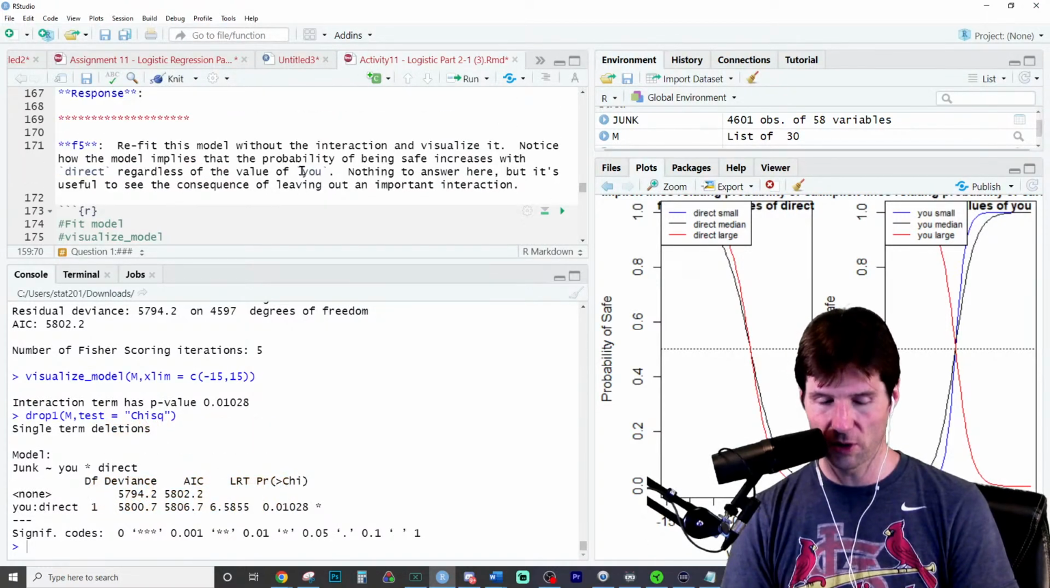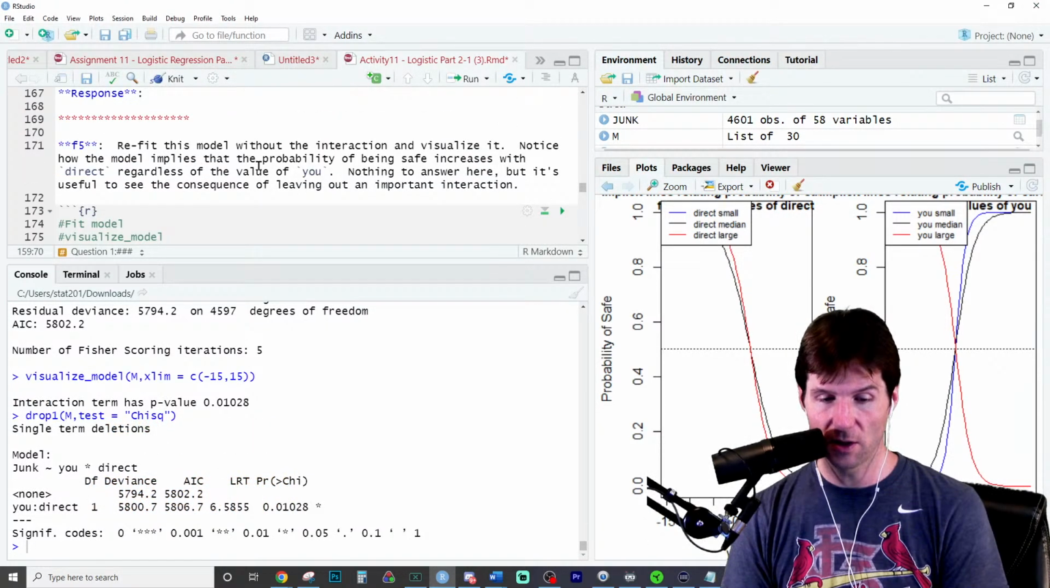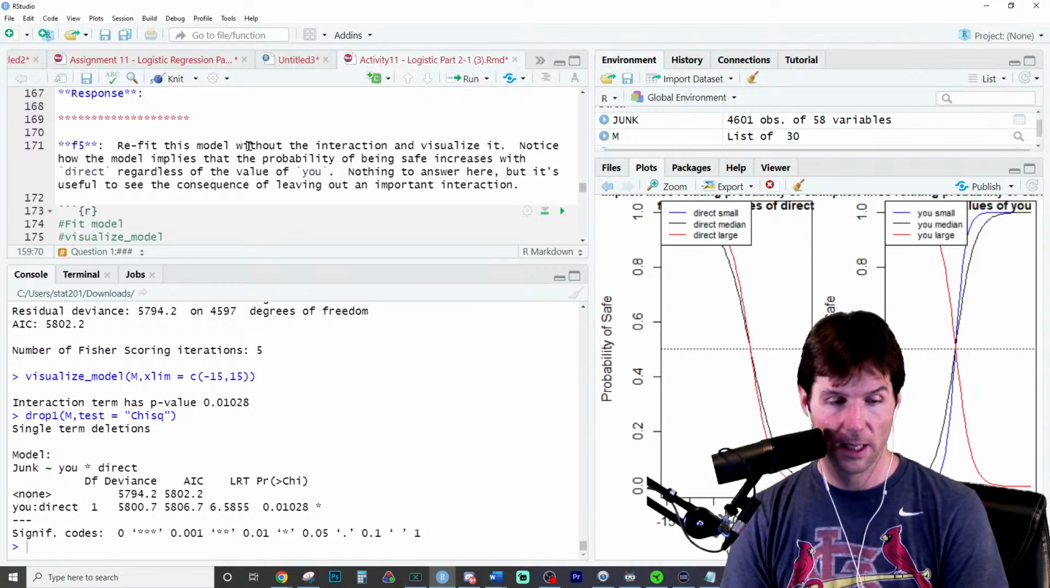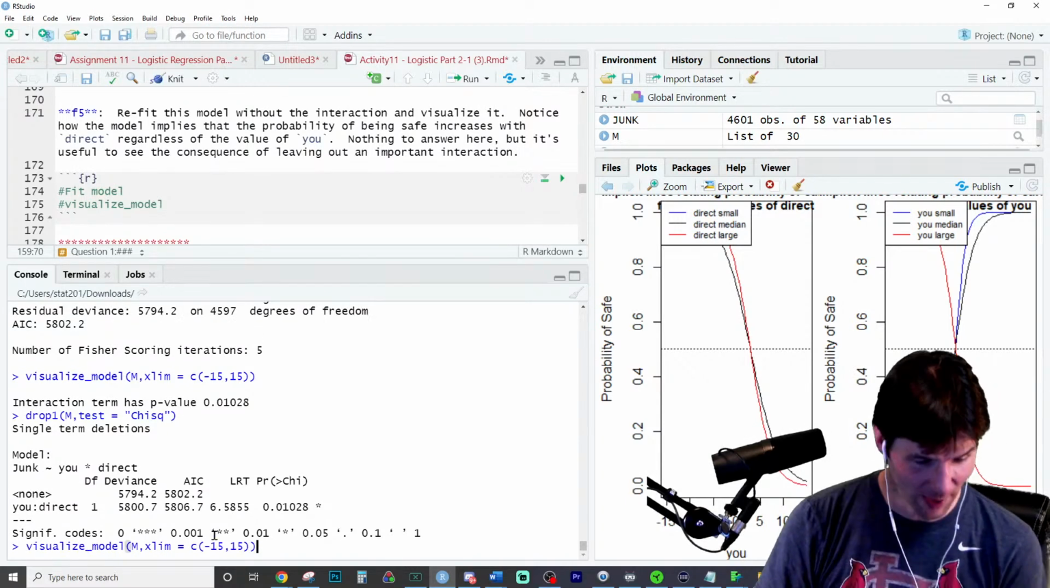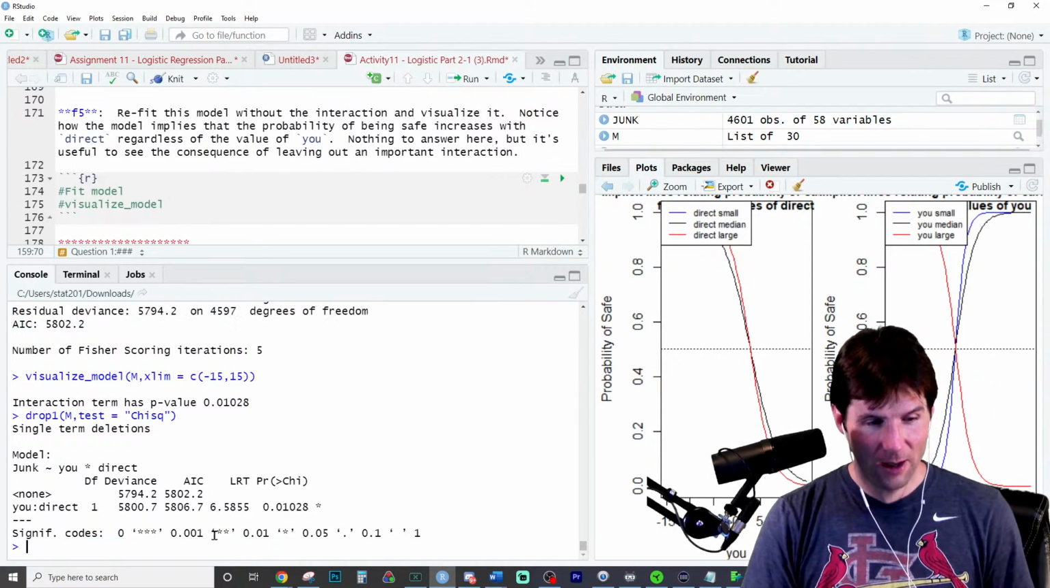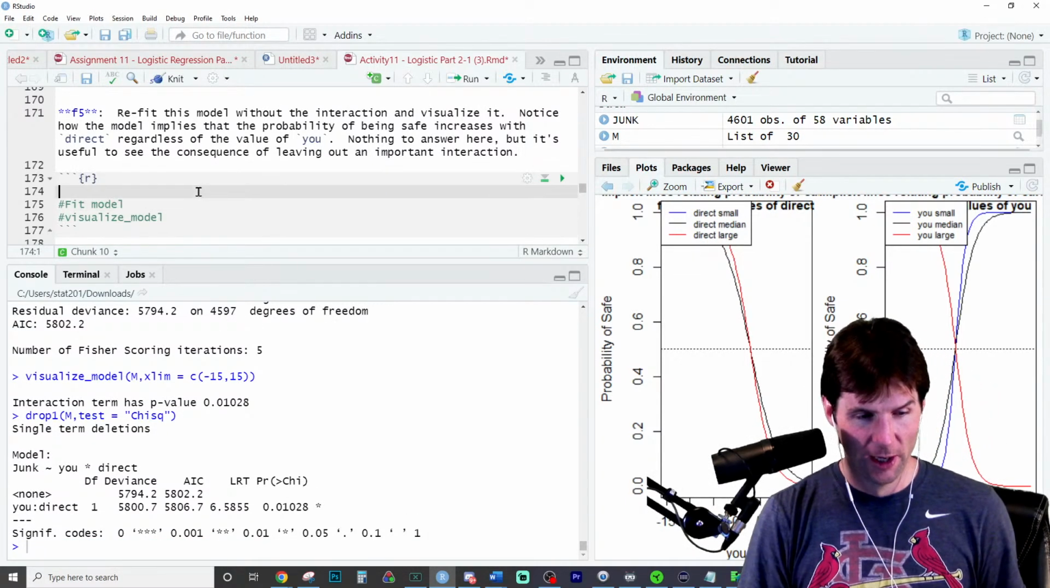That's what we talked about, the initial relationship. Refit the model without the interaction. Visualize it. Notice how. Oh, weird. Oh. So this is without the interaction, which I already did. Let me go grab it. So refit the model without the interaction.